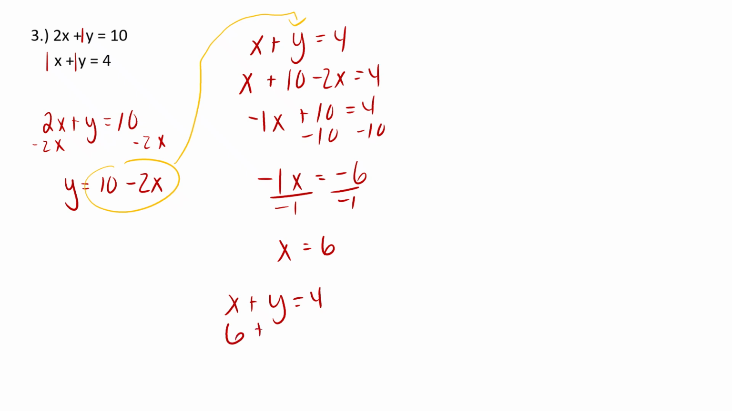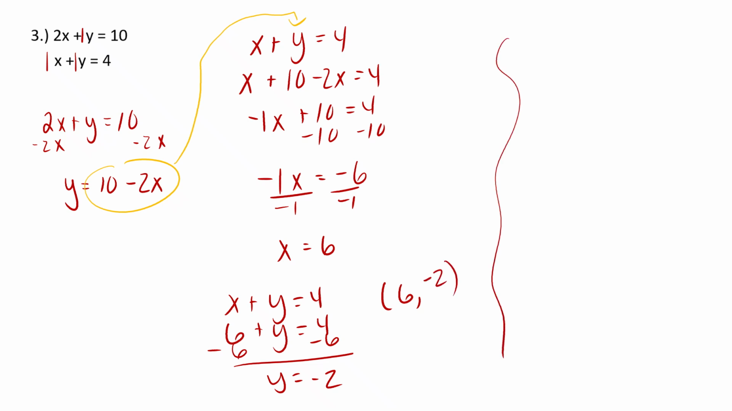So we have 6 plus y equals 4, subtract 6 from both sides, and we get y is equal to -2. And so my answer would be x equals 6, y equals -2, or the ordered pair 6, -2.